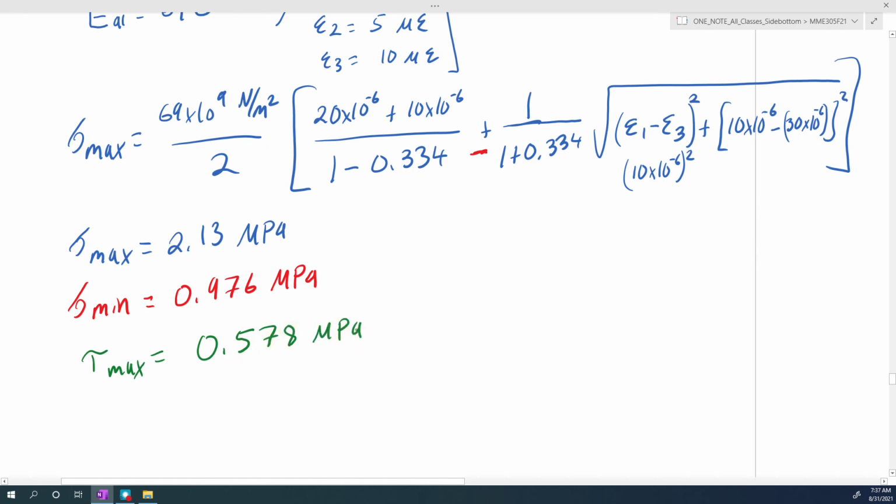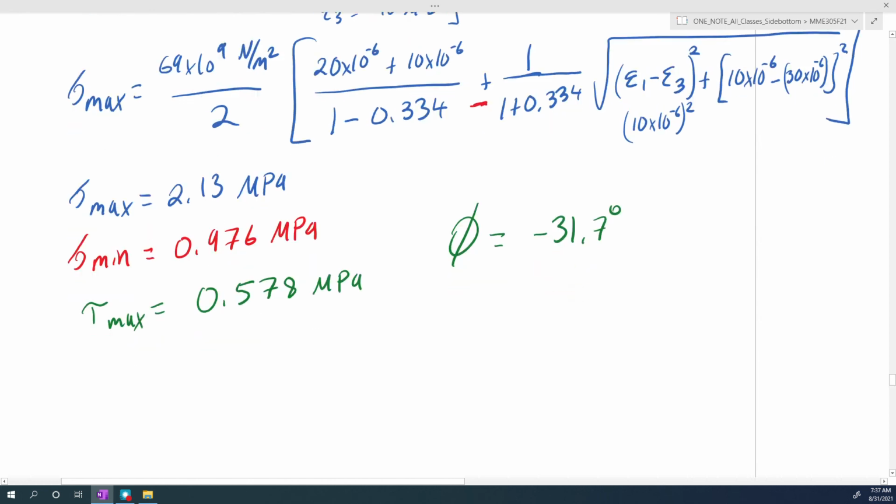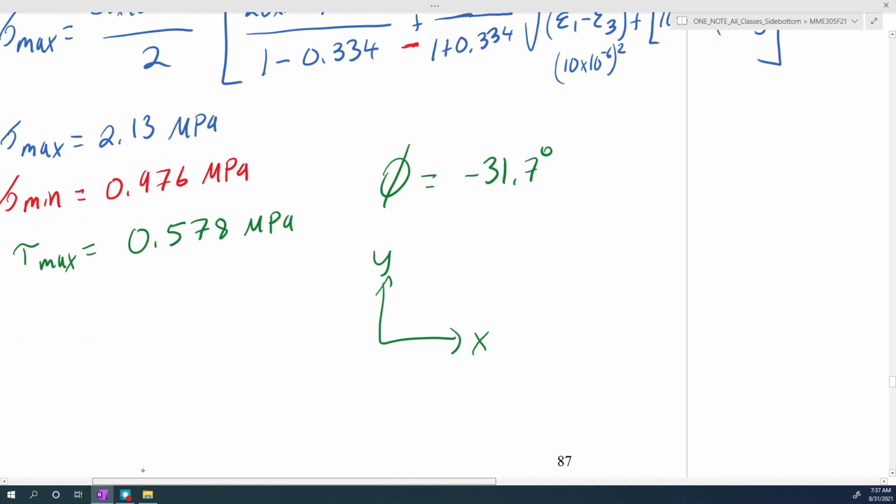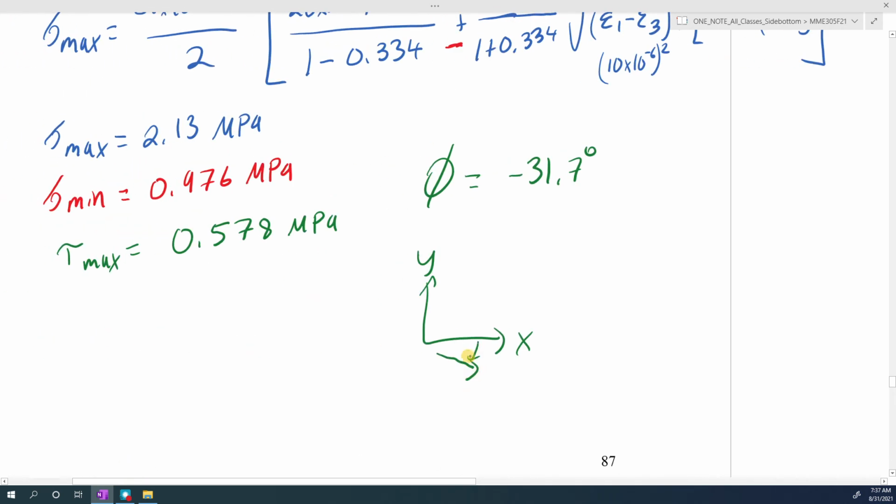Now, the angle of this relative to the x-axis would be equal to minus 31.7 degrees. What this means is that if we had our x-y coordinate system, the first principal stress axis would be 31.7 degrees away from the x-axis going in the clockwise direction. And then the maximum shear stress is always 45 degrees away, in terms of its direction, from the maximum normal stress.